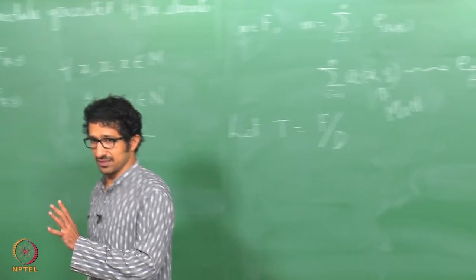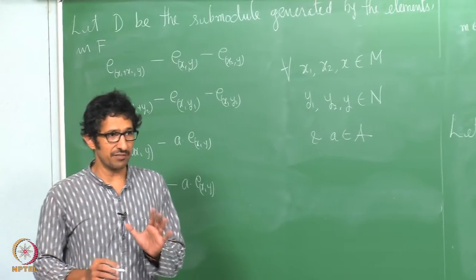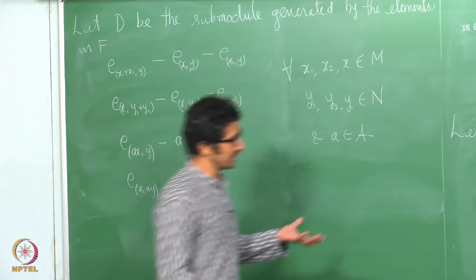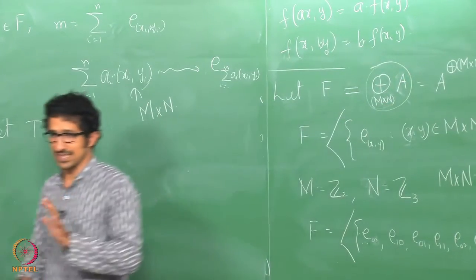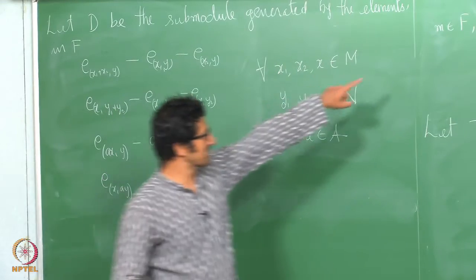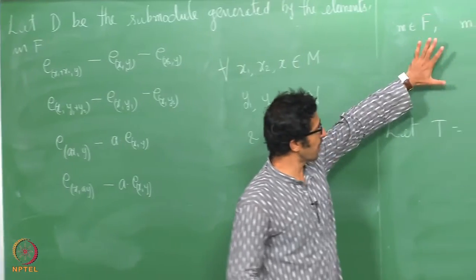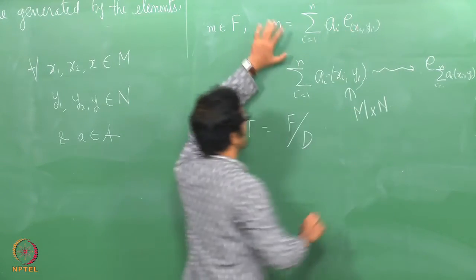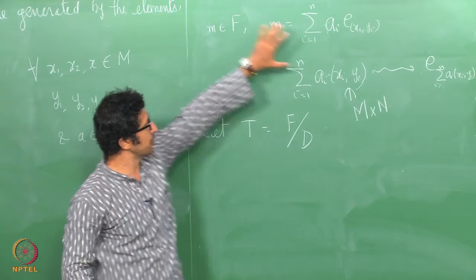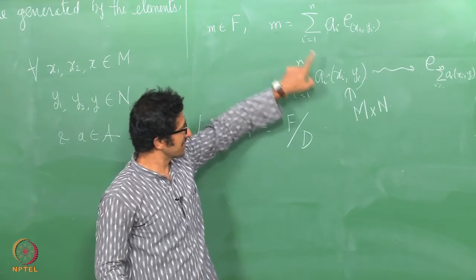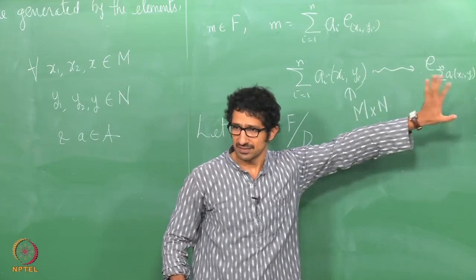See, F, the definition has enough things to get confused. You can simply accept that F is this, but to understand that takes a little more effort. That is why I tried to explain this part. What I am trying to say here is that any element of F looks like this, okay. This is different from this element. That is all I am trying to say.